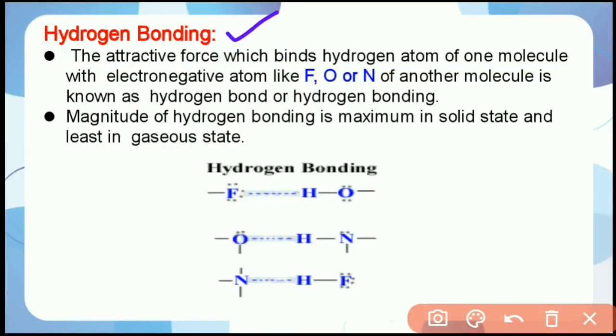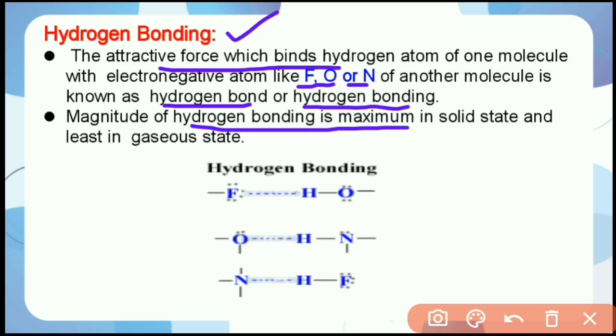Hydrogen bonding. It is the attractive force which binds the hydrogen atom of one molecule with an electronegative atom like fluorine, oxygen, or nitrogen of another molecule, known as a hydrogen bond or hydrogen bonding. So hydrogen bonds only with three highly electronegative atoms: fluorine, oxygen and nitrogen. The magnitude of hydrogen bonding is maximum in the solid state and least in the gaseous state.